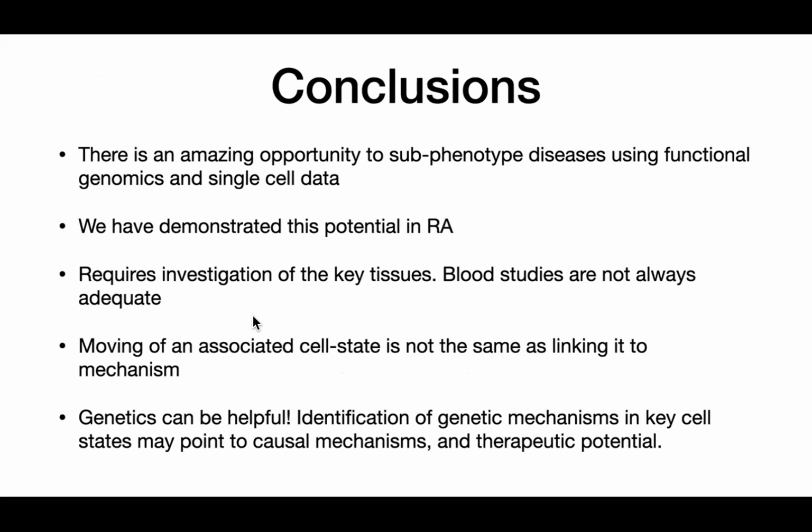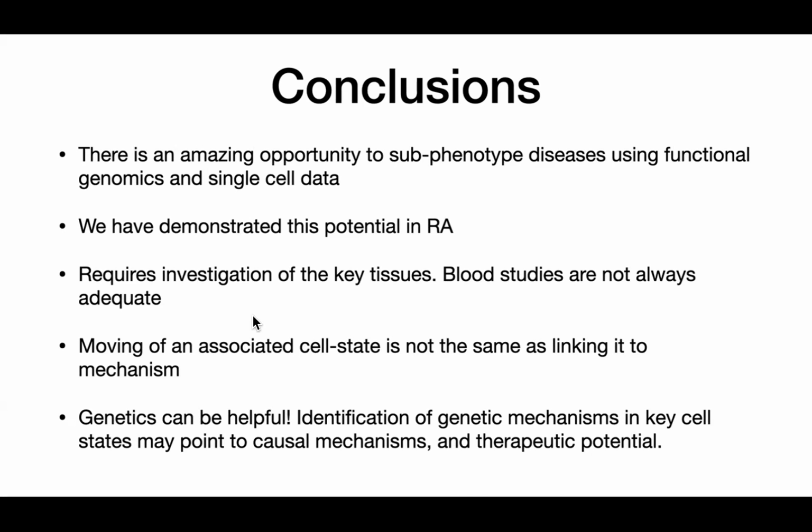So to conclude, we think there's an amazing opportunity to think about sub-phenotypic disease using functional genomic and single cell data. This work is now moving on to starting to think about spatial transcriptomic data. We've demonstrated this potential in rheumatoid arthritis. And it really does require us to think about tissue and tissue architecture.